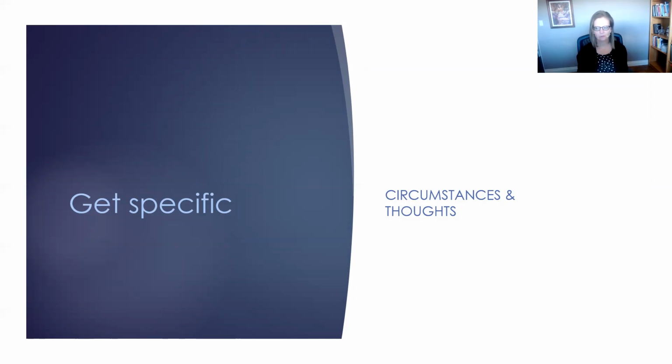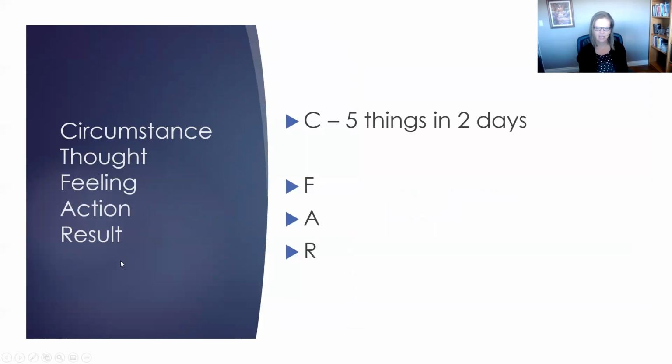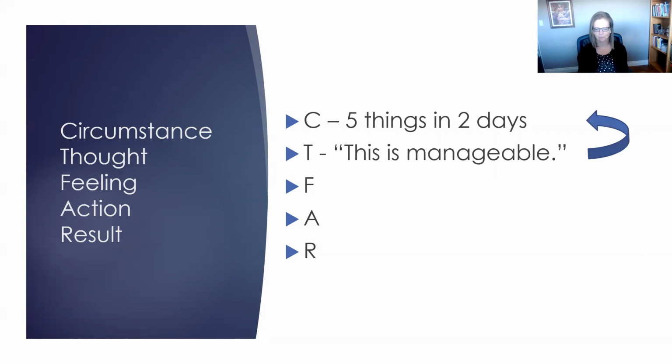Okay. So I mentioned before, last week what we did was we got really specific around the circumstances, and those specific circumstances often trigger a habitual thought. So the example that we used last week is my circumstance. An example from my own life was I had 5 tasks that I wanted to accomplish in 2 days. And rather than feeling like there was too much to do, my thought around that very concrete and specific circumstance was, this is manageable. And then the thought, this is manageable, created new feelings and actions for me.